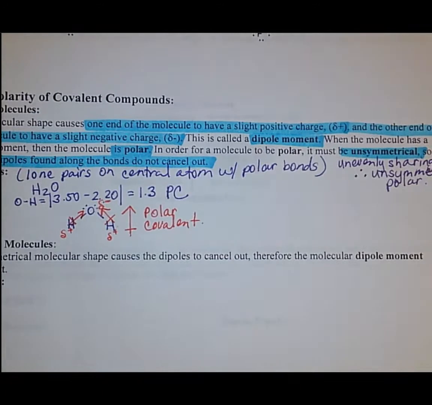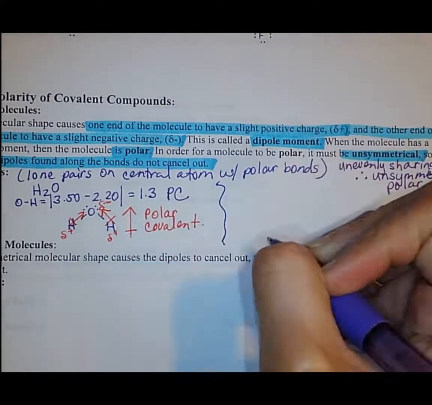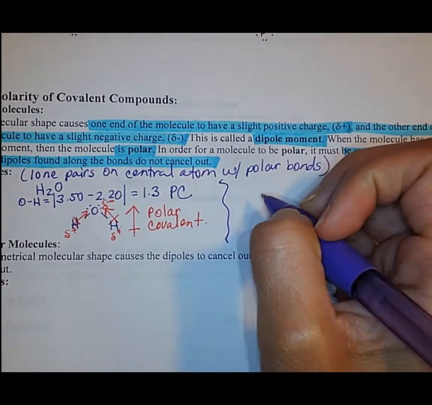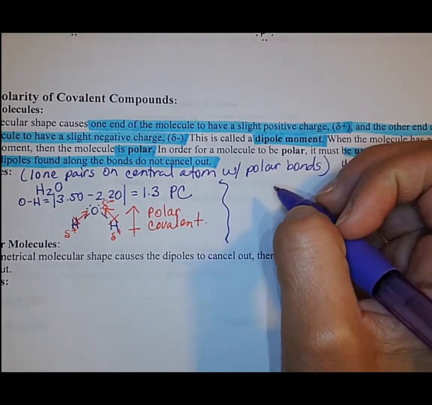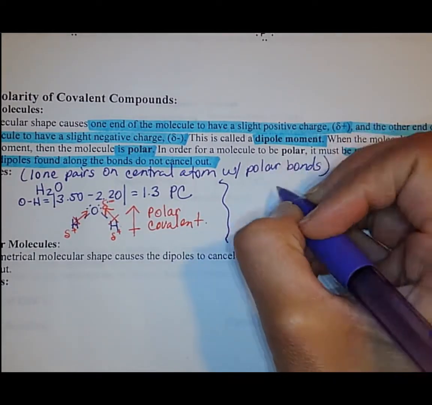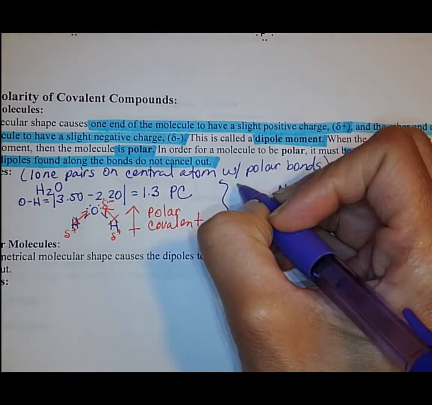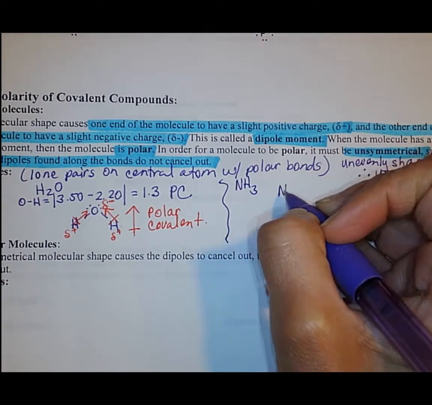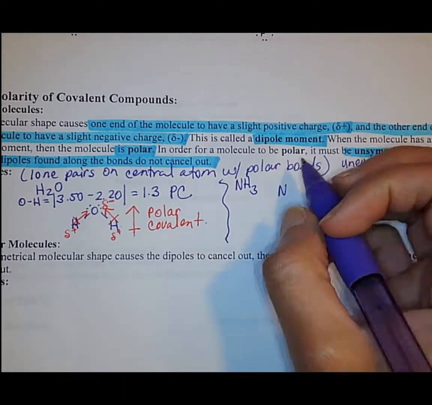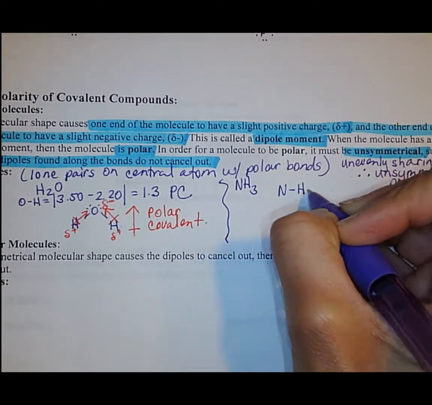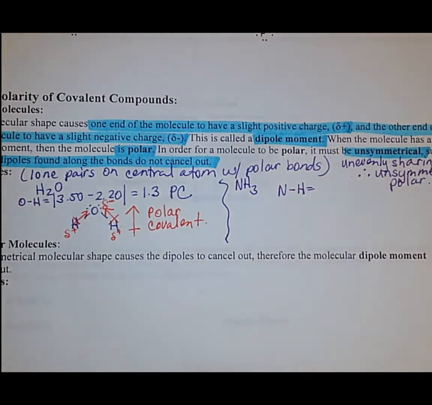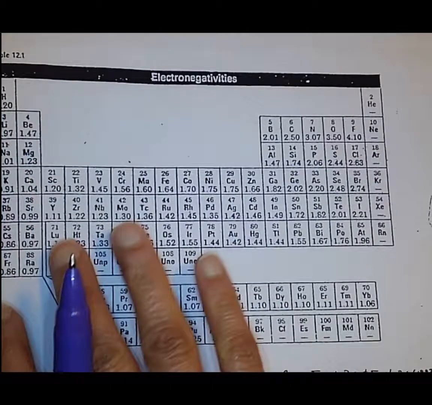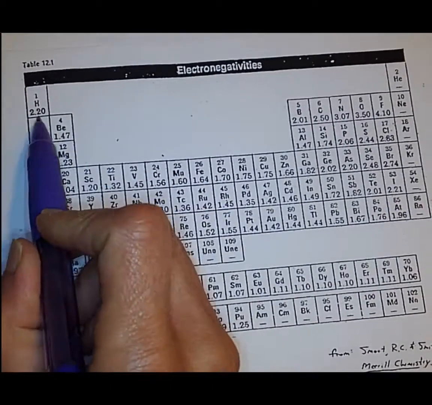Second example that we have here is, again, lone pairs are nice. So if a shape has lone pair electrons, chances are that it is a polar molecule. So I'm going to go for ammonia, NH3, which has nitrogen and hydrogen. And we're looking at our electronegativity chart in this case. Nitrogen is 3.07. Hydrogen is, you should be able to see it, 2.20.